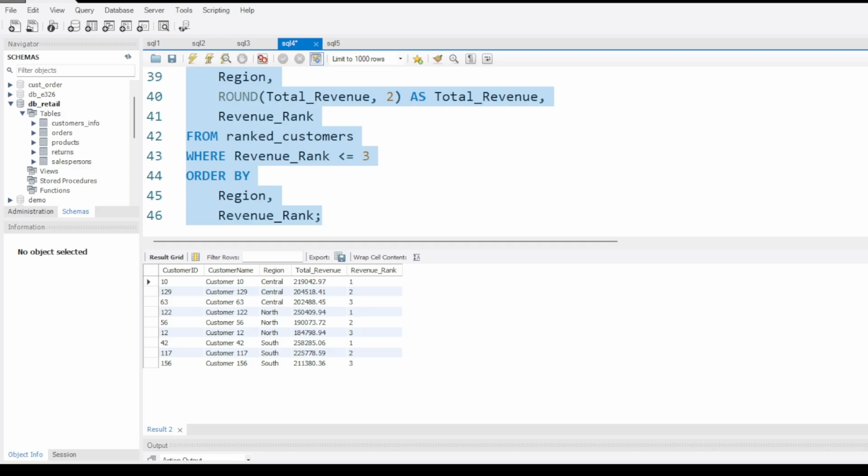One important interview point here is why I am using row number instead of rank. Row number gives every customer a unique position 1, 2, 3 and so on. Therefore, where revenue rank is less than or equal to 3 gives us exactly 3 customers from each region. However, if the business requirement says that tied customers should be included, then we use rank instead. For example, if two customers have the same revenue and both are in third position, rank would include both of them.